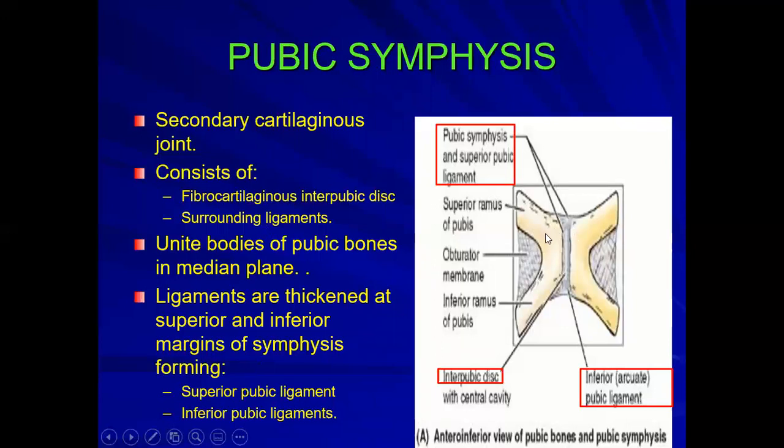So at the middle here, we have the body of the pubic bone on the right side and the body of the pubic bone on the left side. The pubic symphysis here unites the pubic bones in the medial plane. The ligaments are thickened at the superior and also the inferior margin, to form a superior pubic ligament and also an inferior pubic ligament.